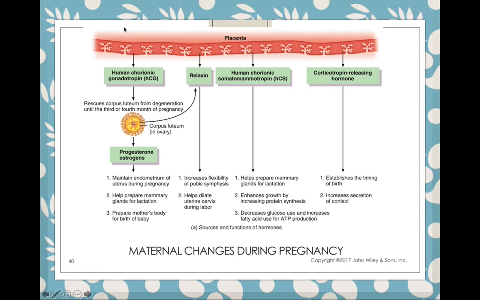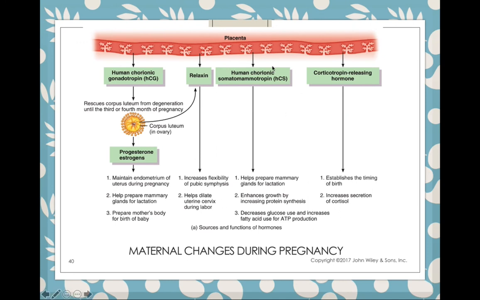Human chorionic gonadotropin, or HCG, is going to feed back on the corpus luteum and cause it to continue its release of progesterone and estrogen. But we also must keep in mind that the corpus luteum also releases relaxin and inhibin as well. We know that progesterone is going to maintain the endometrium, and both of these hormones are also going to help prepare for lactation as well as prepare the mother's body for the birth. Relaxin is also going to help prepare the mother for birth, as this is going to increase the flexibility of the pubic symphysis and also relax uterine smooth muscles and help to dilate the cervix.